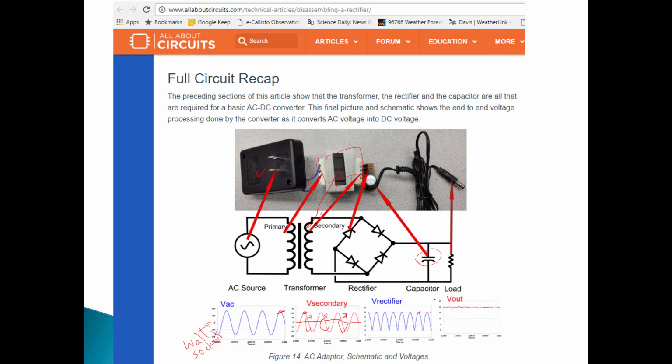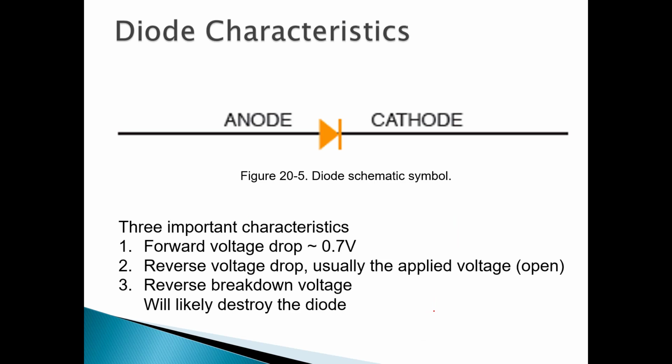Okay? So just to remind you about diodes, remember there's 3 important characteristics. First one here is that when you turn them on, it takes at least 7/10, sometimes 6/10 of a volt to turn them on. Sometimes it takes even more than a volt. And that's true when the diode is an LED. Different colors take a different amount of voltage to turn on.